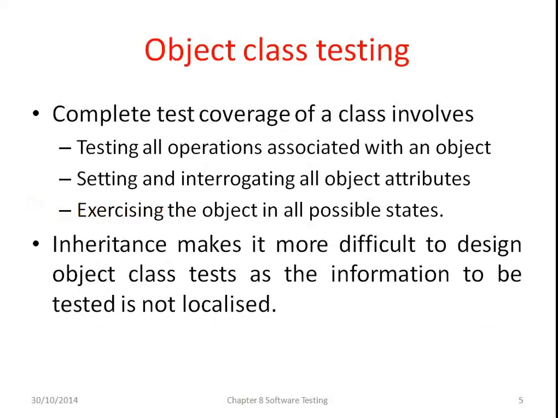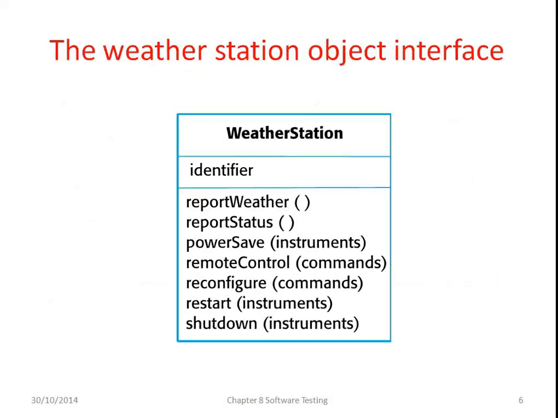Now object class testing. Complete test coverage of a class involves testing all operations associated with that object, setting and interrogating all object attributes, and exercising the object in all possible states. Inheritance makes it difficult to design object class tests as the information to be tested is not localized.